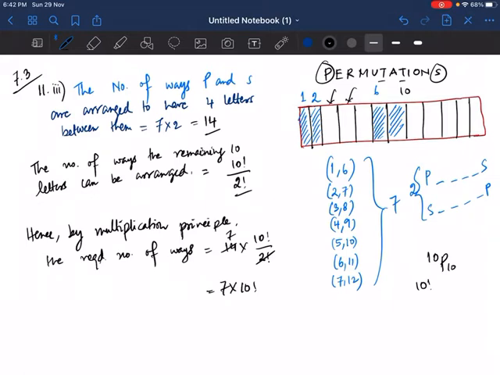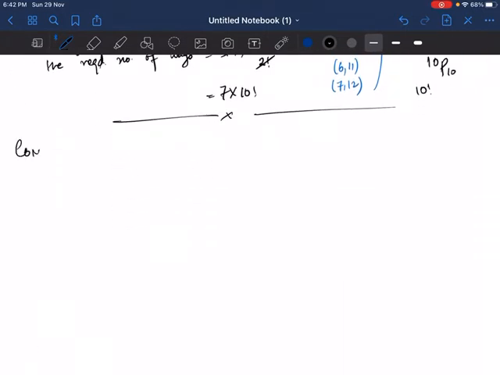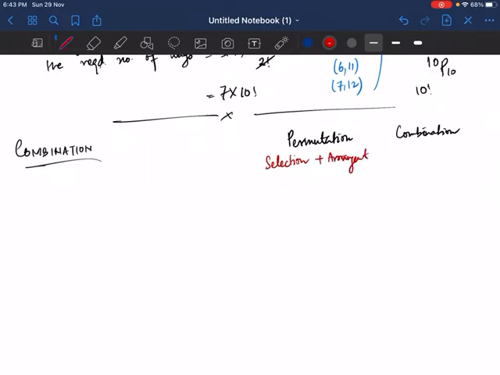Now we move on to the last section of this chapter, that is combination. Now combination basically means what? Let's just go back to permutation and combination. In the portion where I covered permutation, I told you that permutation is selection plus arrangement. First we select, then we arrange.